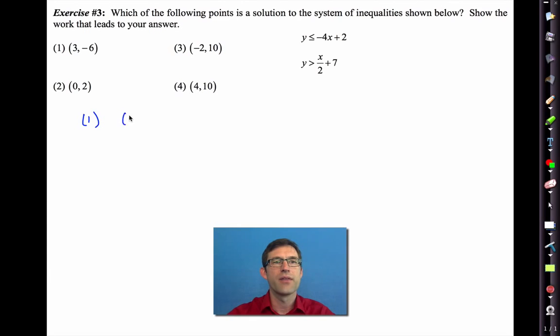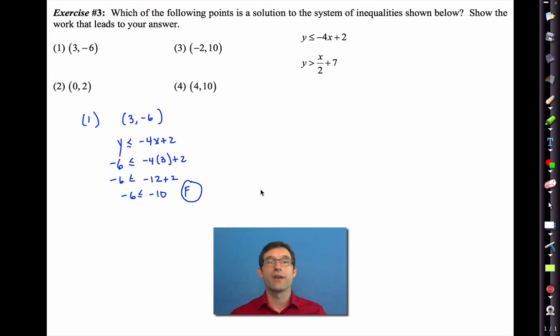The 3, -6. Let's try y is less than or equal to -4x plus 2. So I'll put -6 in there, less than or equal to -4 times 3 plus 2. -6 is less than or equal to -12 plus 2. -6 is less than or equal to -10. Well, that's actually false, right? -6 is greater than -10.